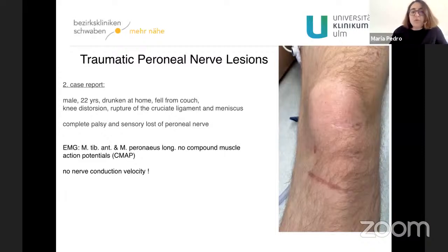Coming to a very, very important topic, those are the traumatic nerve lesions. And this is another case, a recent case, kind of a stupid accident, to be honest. A 22-year-old male just decided to get drunk at home with some friends, and he simply fell from the couch and distorted his left knee. You see on the right side the scars. He ruptured his ligament and the meniscus, and he had no function at all of the peroneal nerve, nothing. No motoric function, no sensory, and the EMG revealed no compound muscle action potentials, no nerve conduction velocity at all.